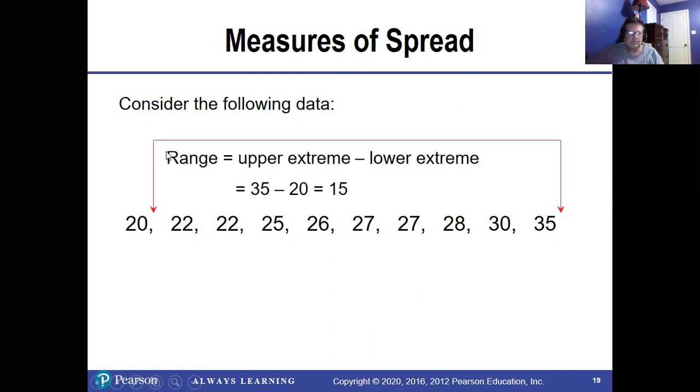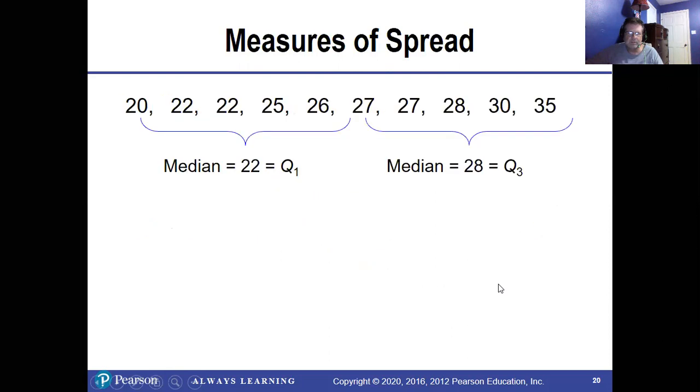Okay, so you have a range. Now we're going to talk about measures of the spread of that information. So you've known range: take the highest number minus the lowest number. Okay, so 35 minus 20. So the range between this data is 15. Okay, the median is 26 and a half. That's what we talked about right here in the middle.